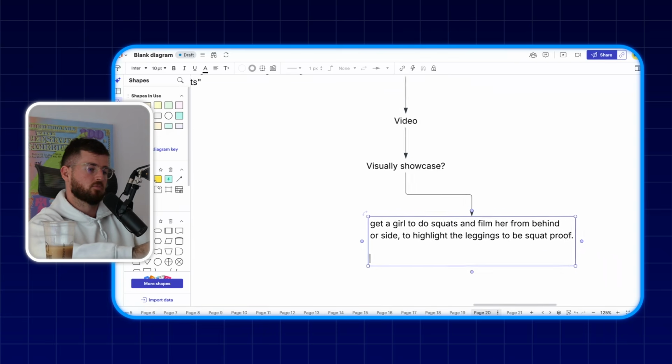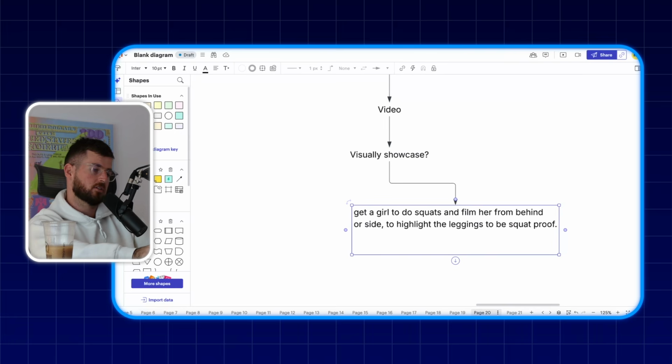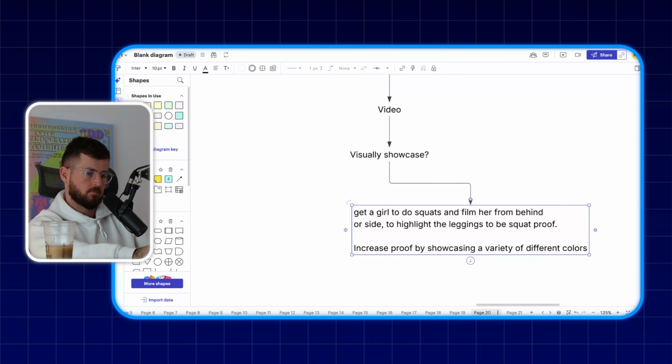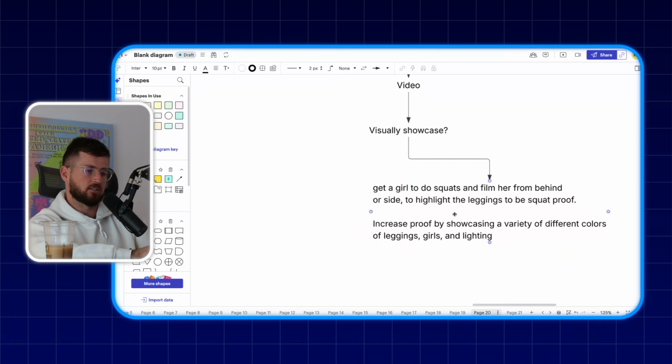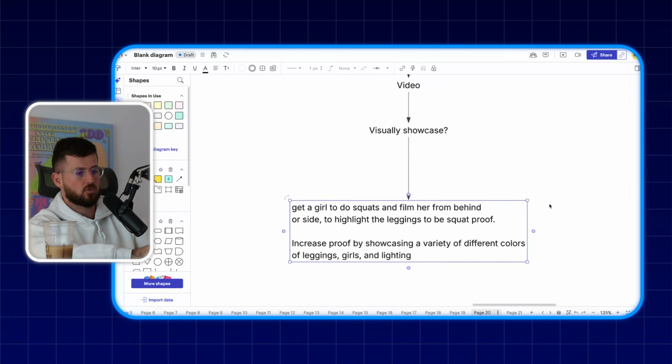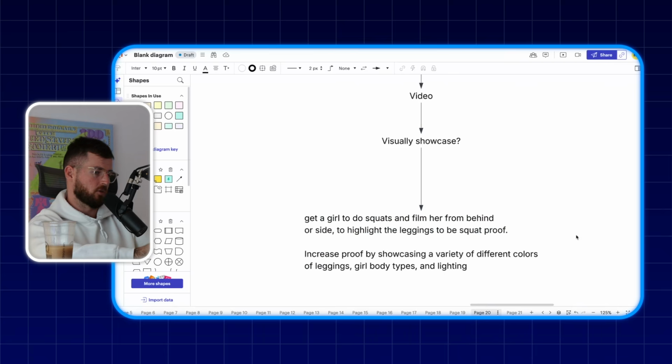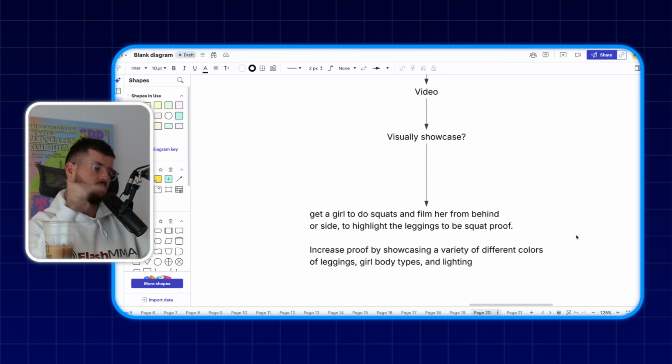The other thing is, how do we make this more powerful? Well, we could increase proof by showcasing a variety of different colors of leggings, girls, and lighting, right? So we could do a gym that's in very bright light, a gym that's very dark. We could do a few different girl body types. We could have a girl that's really skinny, a girl that's a little bit thicker, a girl that's a little bit more overweight. We have a variety of different girl types, different color leggings and lighting.